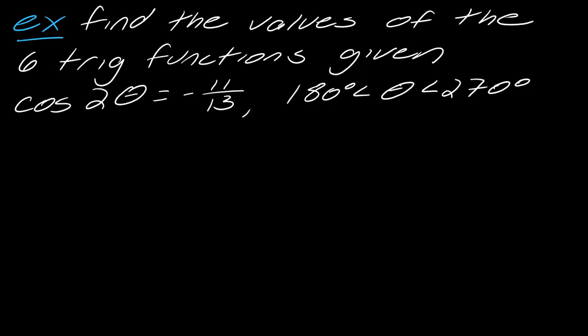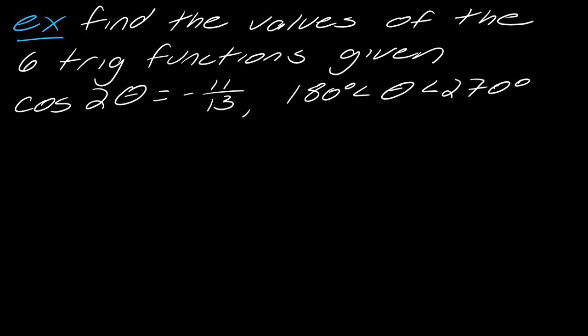Okay, now a slightly harder problem would be to find the values of the 6 trig functions given that cosine of 2 theta equals -11 over 13, and we're told that theta is between 180 degrees and 270 degrees, i.e. this means that theta is in the 3rd quadrant, right? So you do want to just kind of mentally keep that in mind.